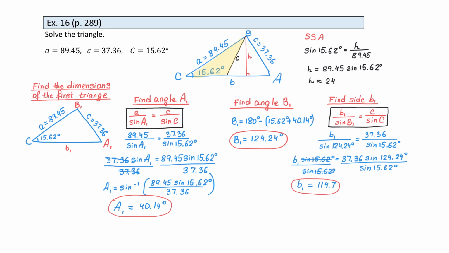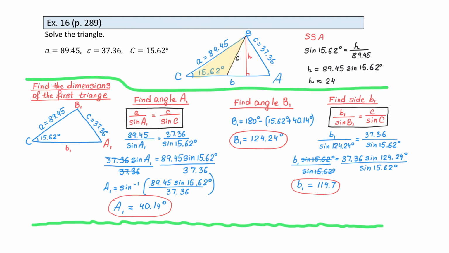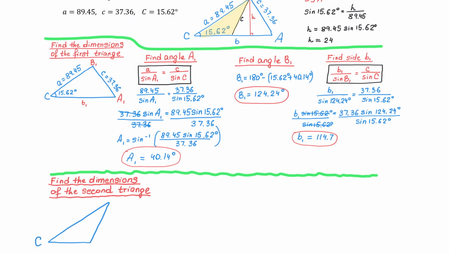Now, as you see here, we found angle A sub 1, B sub 1, and side B sub 1. Next, we will work on finding the dimensions of this triangle. We still have angle C, which is 15.62 degrees. We have side A, which is 89.45, and side C, which is 37.36. We will find angle A sub 2, B sub 2, and side B sub 2. If we start by finding angle A sub 2, we can use C and sine of angle C, and side A and sine of angle A sub 2.